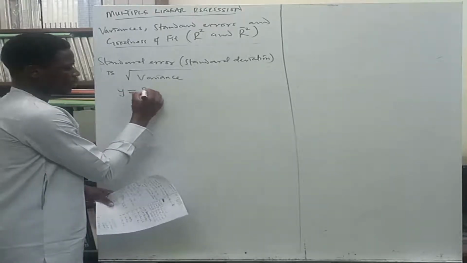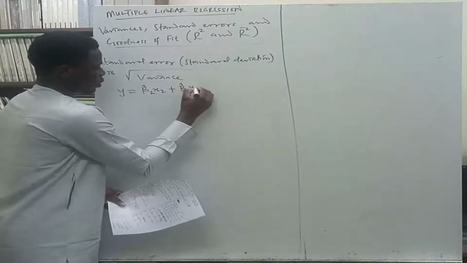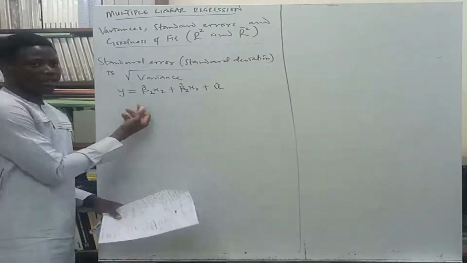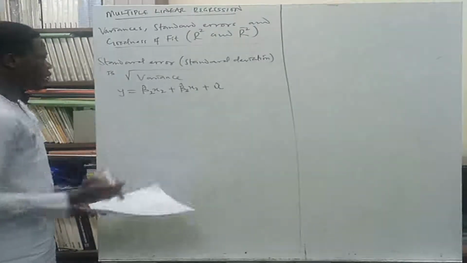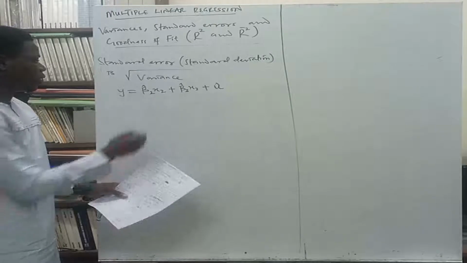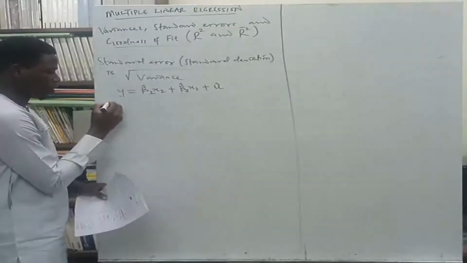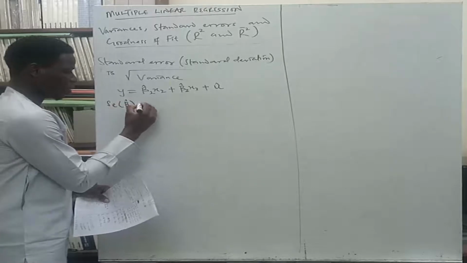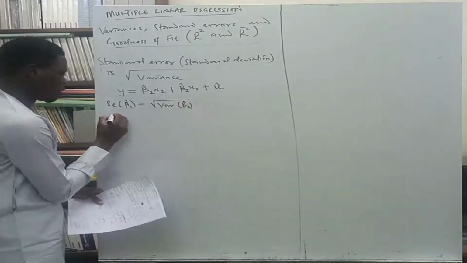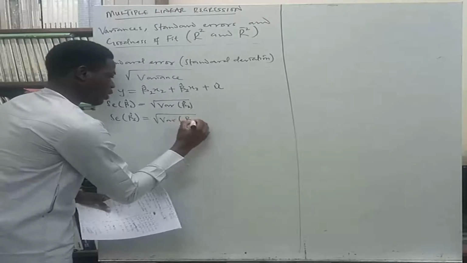For instance, we are going to be working with a regression equation with X2 and X3 that passes through the origin, meaning the intercept is 0. There's no intercept, so we're not going to be having beta 1 here. In this case, we can calculate the standard error for beta 2 and also the standard error for beta 3. The standard error for beta 2 would be equal to the square root of the variance of beta 2, while the standard error for beta 3 will be equal to the square root of the variance of beta 3.